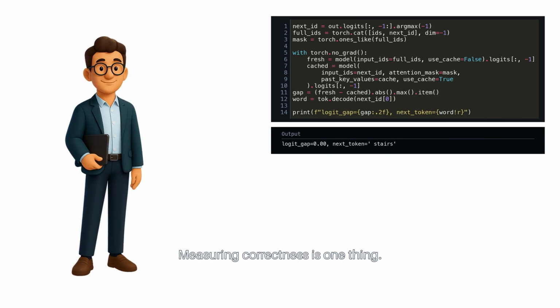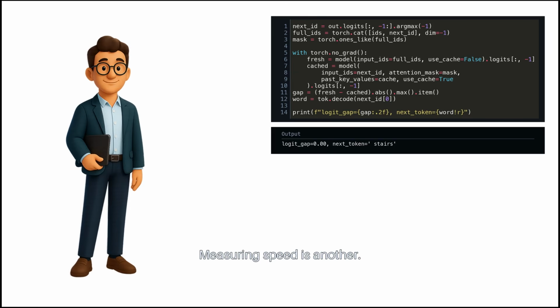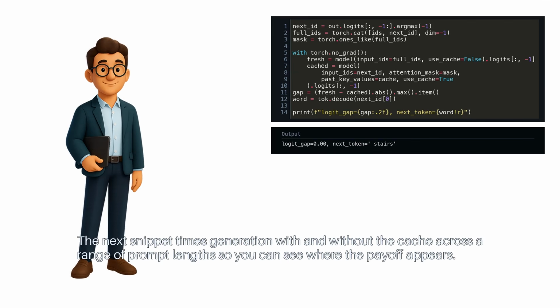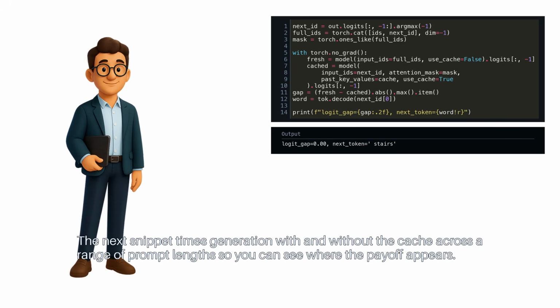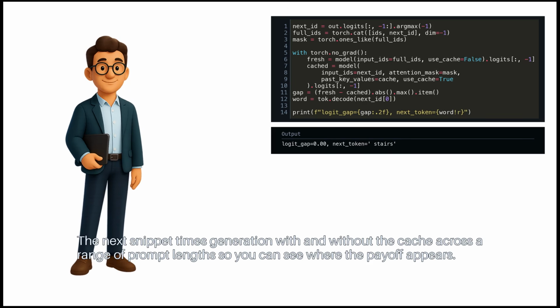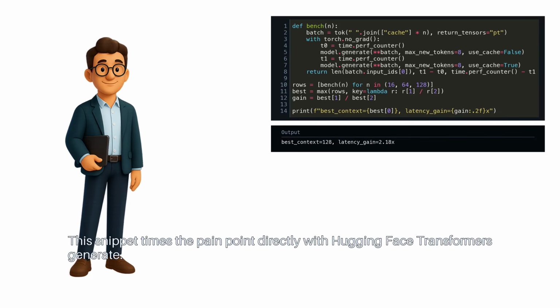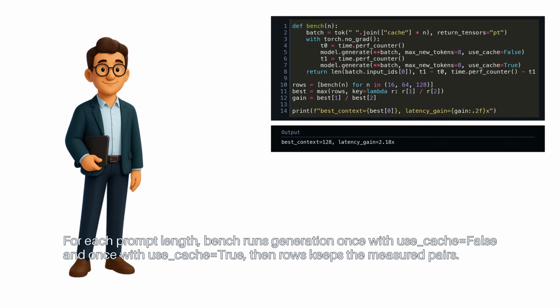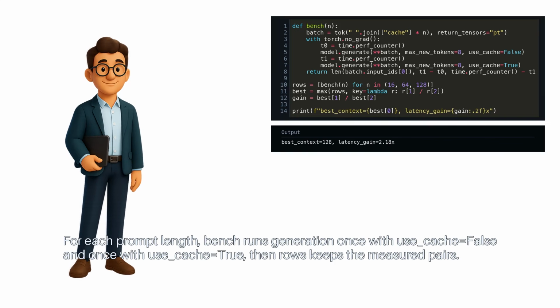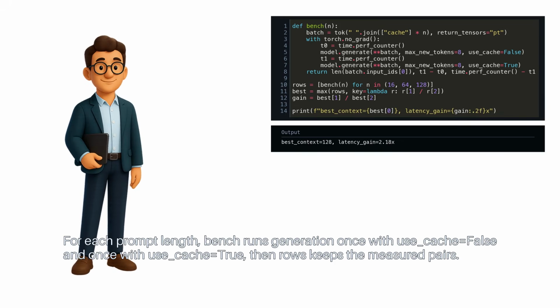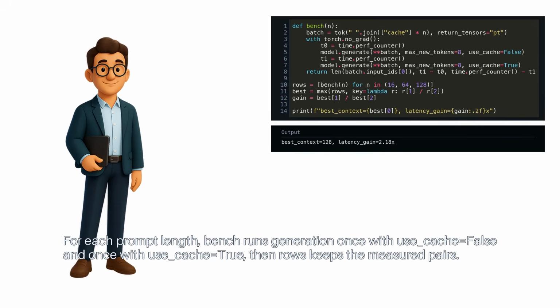Measuring correctness is one thing, measuring speed is another. The next snippet times generation with and without the cache across a range of prompt lengths, so you can see where the payoff appears. This snippet times the pain point directly with Hugging Face Transformers generate. For each prompt length, bench runs generation once with use_cache=False, and once with use_cache=True. Then rows keeps the measured pairs.